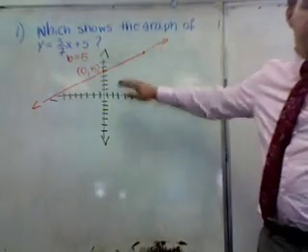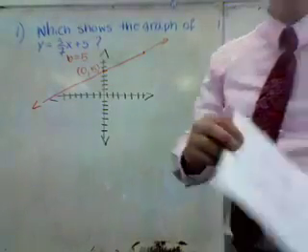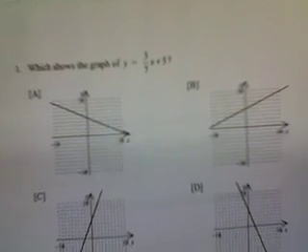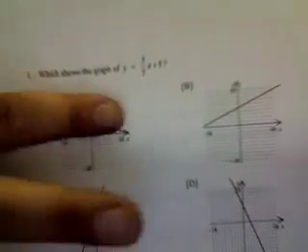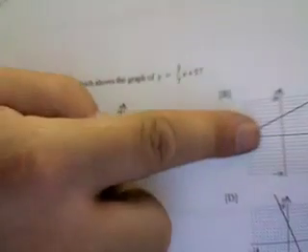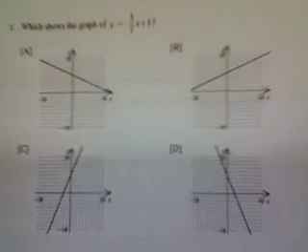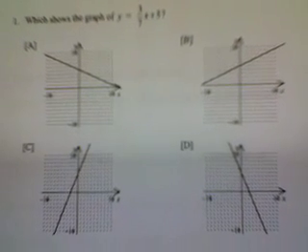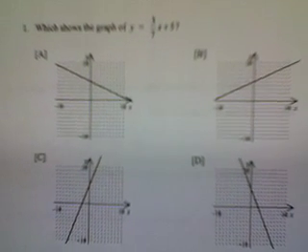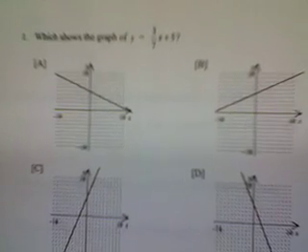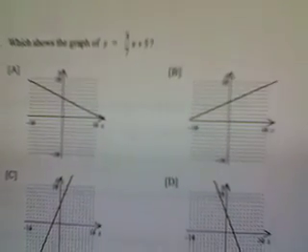So on your multiple choice questions, there were a number of them. Here they are right here, just so you see them. And the answer was, of course, B, right? It's not going to be the other ones because those other ones do not have the proper slope, okay? So this is what shows the graph of 3/7 x plus 5, it's B.